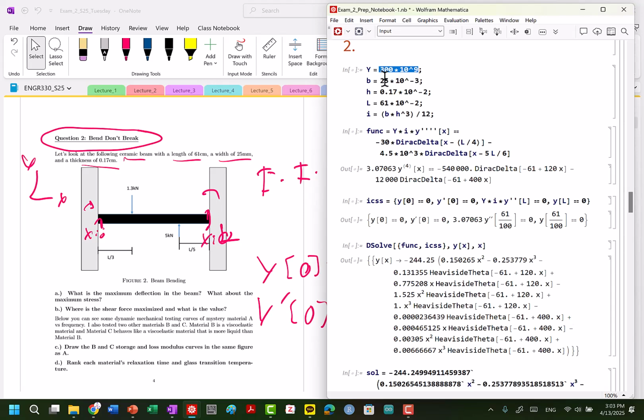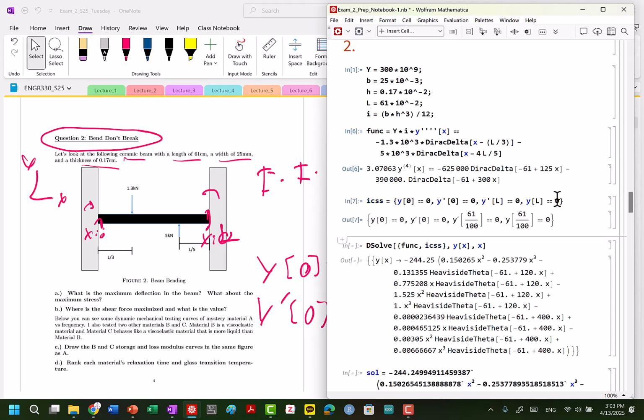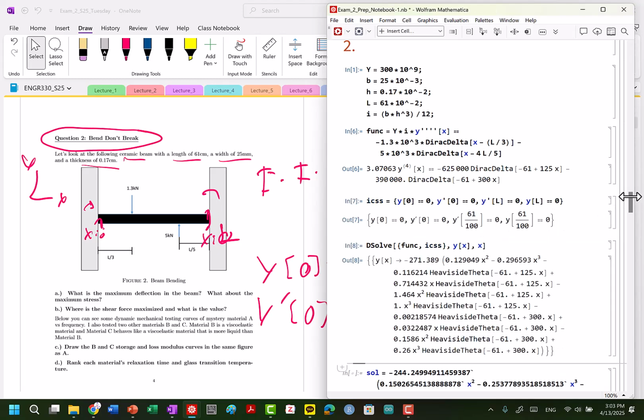Ceramic beam, width 25 millimeters, 0.17 for our thickness, 61 centimeters in length. Fantastic. We are going to do minus 1.3 times 10 to the 3, and that's x minus L over 3. This will be x minus 4L over 5. And then finally, we'll have 5 kilonewtons. Boundary conditions, y of 0 equals 0, y prime of 0 equals 0. We'll also set y prime of L equals 0. Solve for our function.